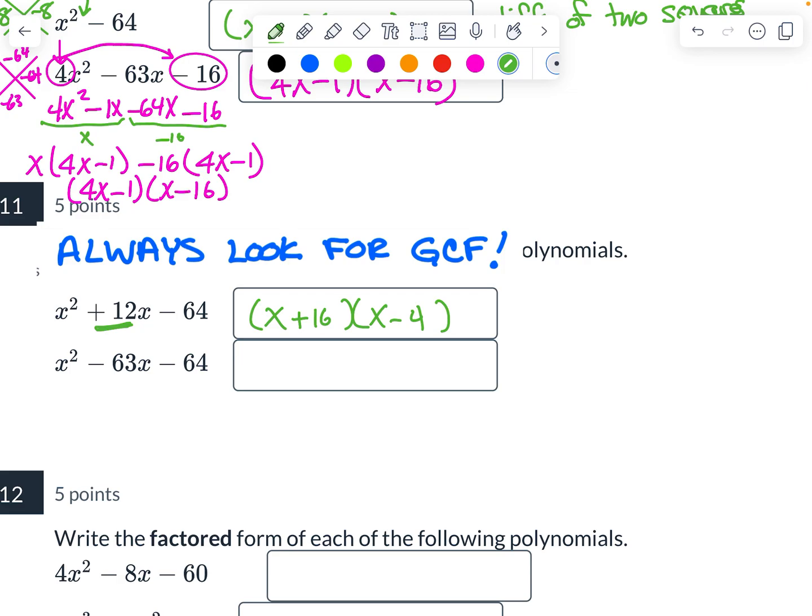Oh, and this one you actually have. This one we did a moment ago. This one really is, this time, x plus 1 and x minus 64. Okay? All right.